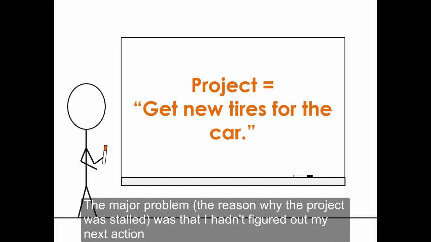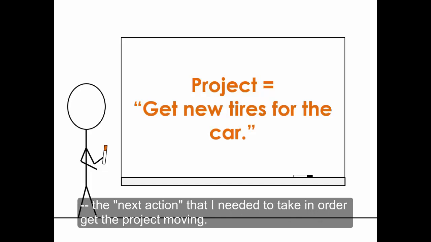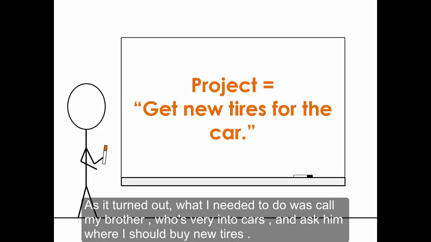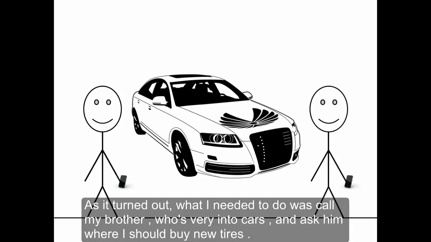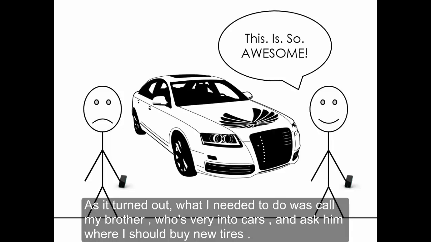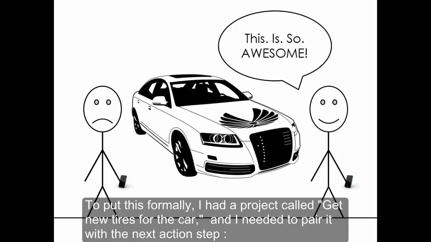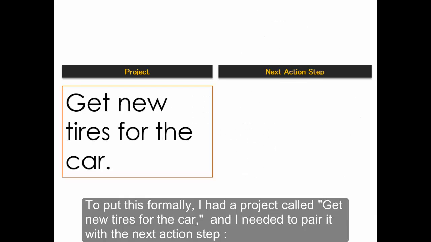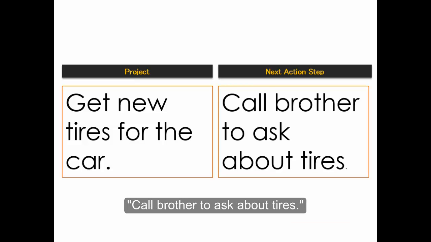The major problem, the reason why the project was stalled, was that I hadn't figured out my next action, the next action that I needed to take in order to get the project moving. As it turned out, what I needed to do was call my brother, who's very into cars, and ask him where I should buy new tires. To put this formally, I had a project called Get New Tires for the Car, and I needed to pair it with the next action step, call brother to ask about tires.